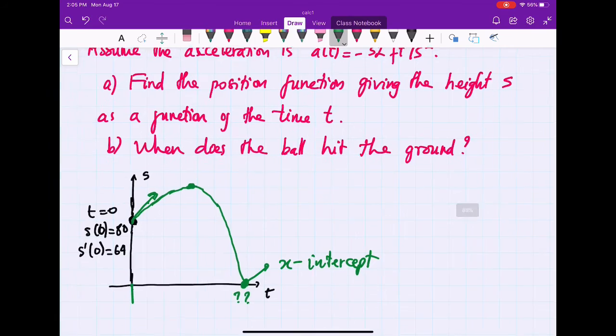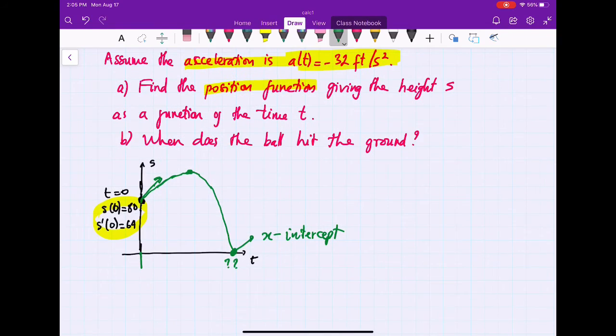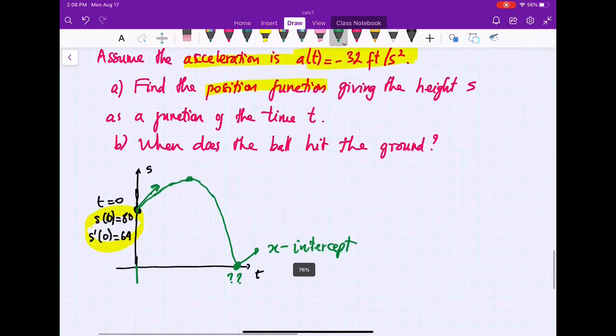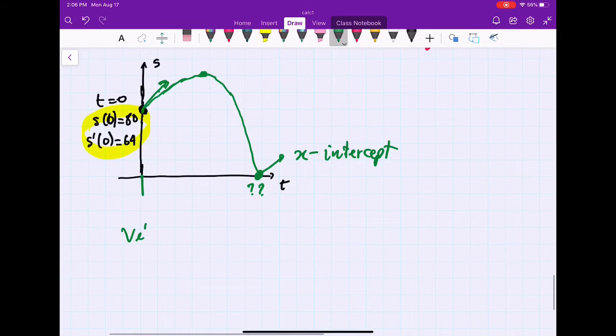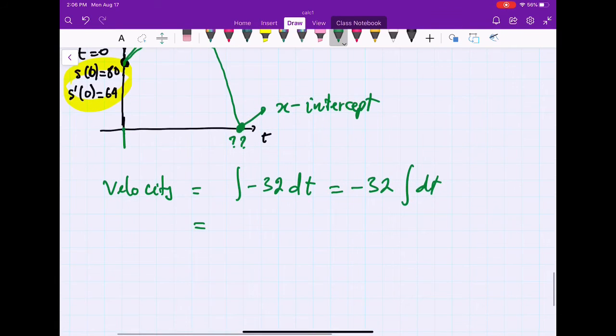Agree? So they gave us acceleration, you see? That means the second derivative. And they asked us to find the position function, with some initial conditions in here. So it means we need to use integration. That's it. So I need to integrate the acceleration to get the velocity. I have velocity equal to the antiderivative of negative 32 dt, so that is negative 32t plus a constant in here.